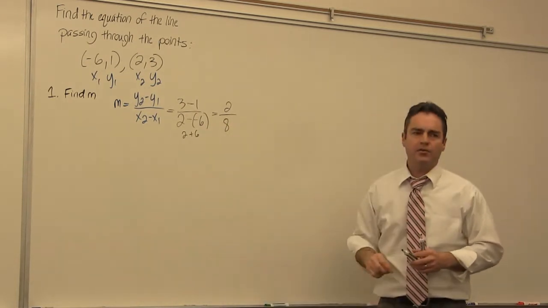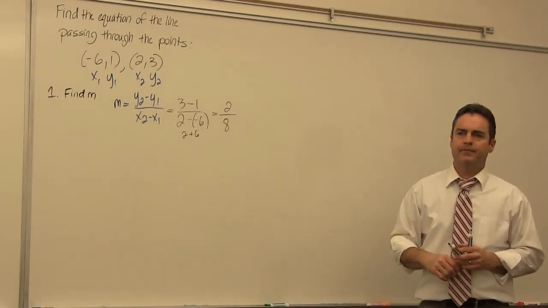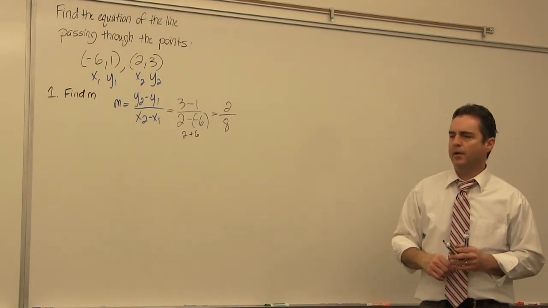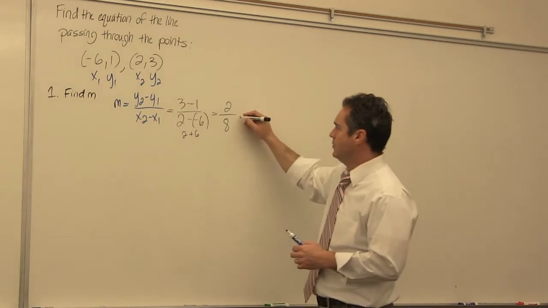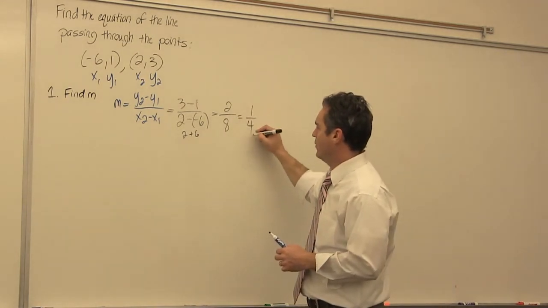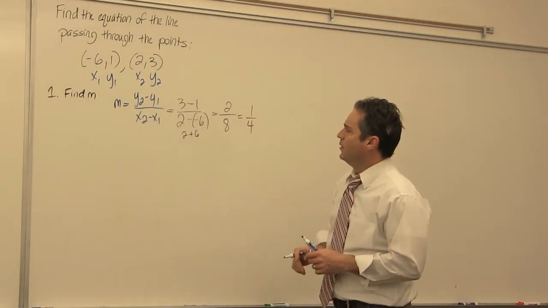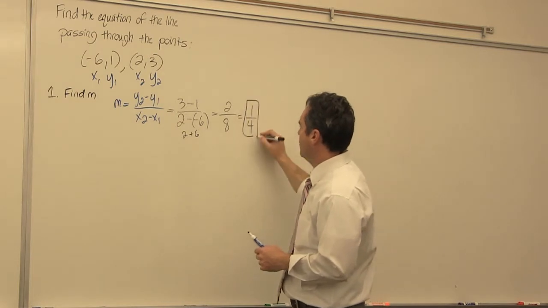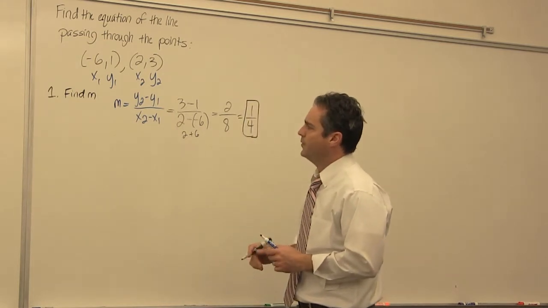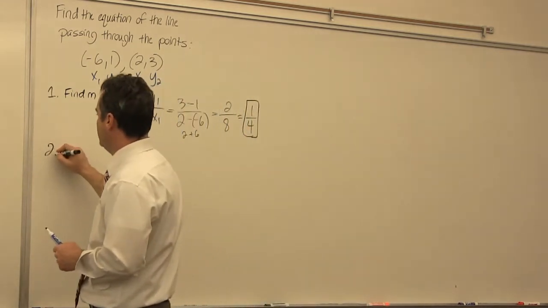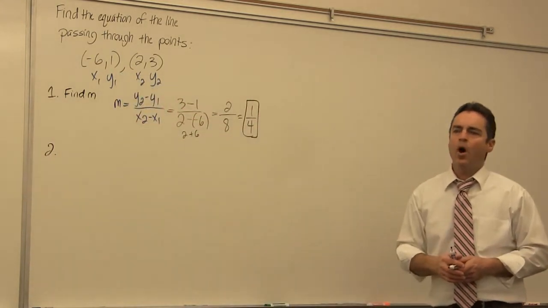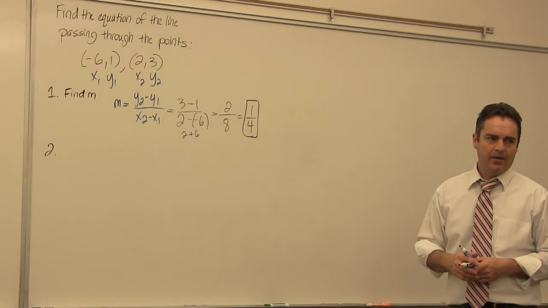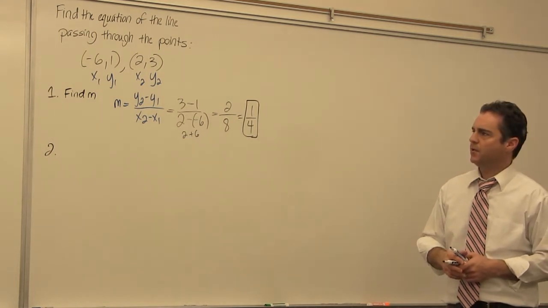Do we leave this fraction as 2/8? That's right. We do not leave that as 2/8. We always reduce our fractions. 2/8 equals 1/4. That's good. Okay, so we have discovered our slope. Our slope is 1/4. Now, step number 2 says that we are going to plug x, y, and m into y equals mx plus b.